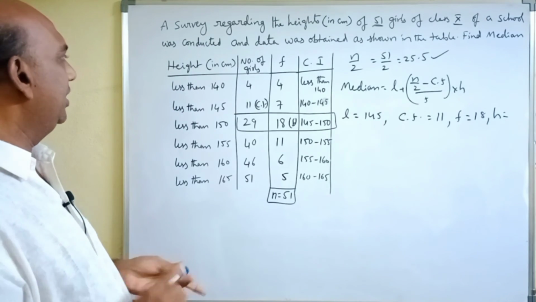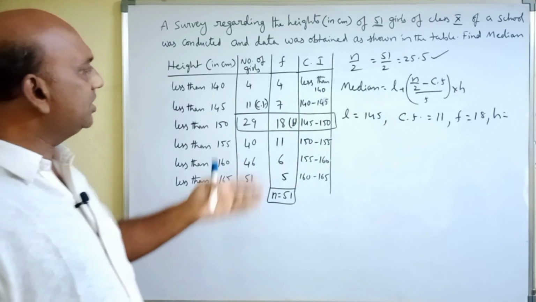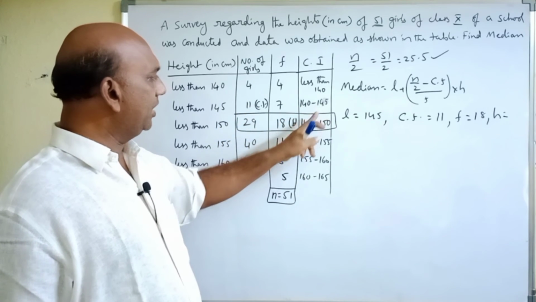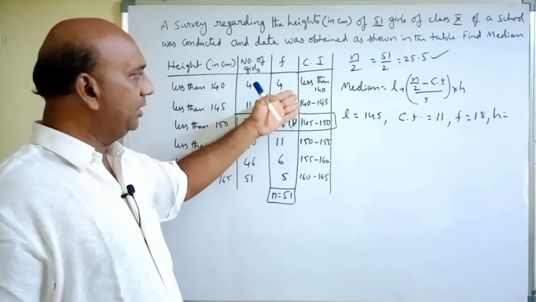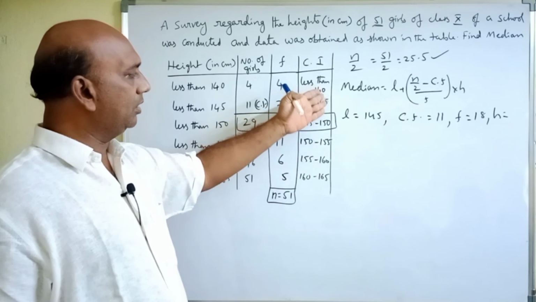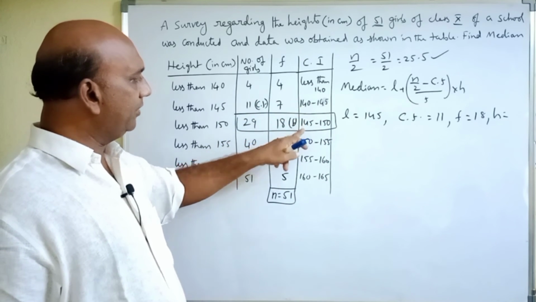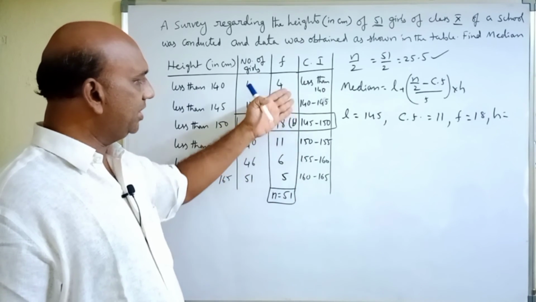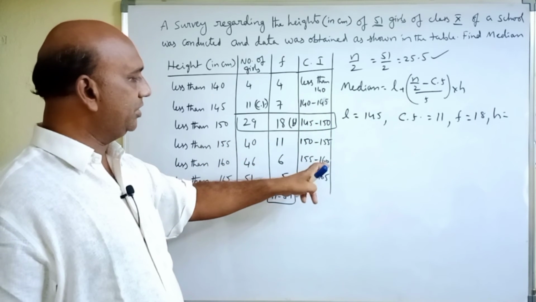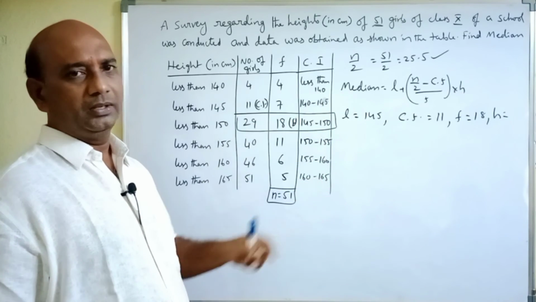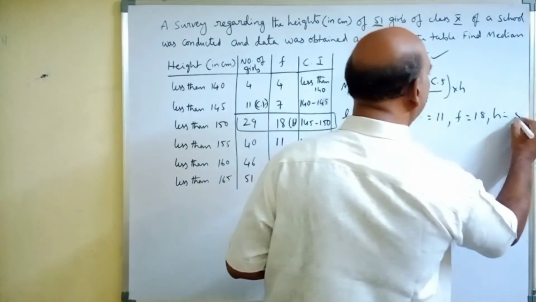h is the size of the class or height of the class. What is the size of the class? This is 140 to 145, 145 to 150, 150 to 155. The difference between all these lower boundaries, 140, 145, 150, 155, 160, is 5. And in the upper boundaries, 145, 150, 155, 160, 165, the difference is also 5. So the size of the class, that is the height of the class, is 5.